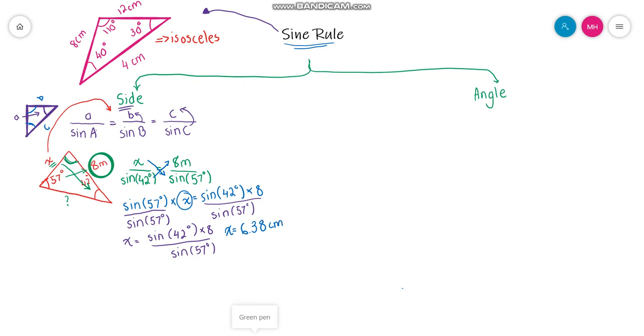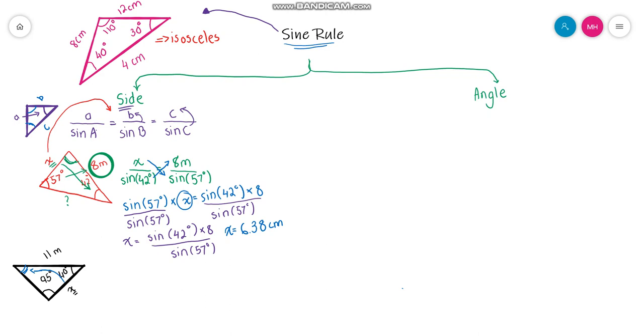Now let's move on to a bit more challenging question. Okay, so let's take this one. So this is a triangle. This angle is 95. This one over here is 40. This side is 11 meters, and this is x, and we need to find x. Now, if you guys noticed, x doesn't have an opposite angle over here, so therefore we're going to have to use a different method.